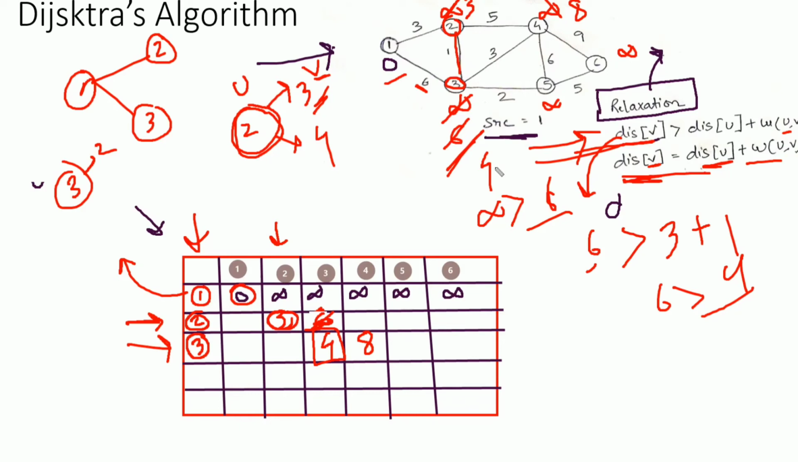The distance value of vertex 3 is 4, and 4 plus 3 is 7. So 7 is less than 8. If the weight plus the distance value of the current vertex is less than the distance value of vertex v, the adjacent vertex, I need to update it. So I'll update this value from 8 to 7.